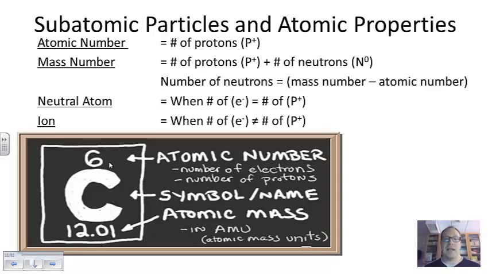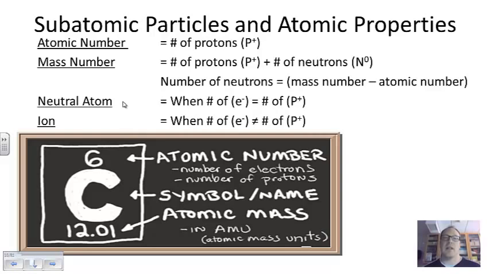12 minus 6 would tell me how many neutrons there are. So again, what you can do to figure out the number of neutrons is take the mass number, which is this number down here, the 12, and then subtract the atomic number, which is this number up here on the periodic table boxes. And then the difference between those two numbers is going to be your number of neutrons. And generally what you do is you round to the nearest whole number to figure out the number of neutrons, because I'm not going to say that there are 6.01 neutrons in a carbon atom. That just doesn't make any sense.